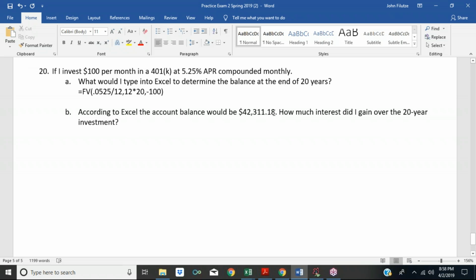And then it says, if the balance is 42,311.18, how much interest did I gain over a 20-year investment? So to find out how much the interest would be, we'd have to find out how much you put in. So if you put in $100 a month times 12 months times 20 years, that's probably $24,000. And then if the balance is 42,311.18, we're going to take 42,311.18 minus that $24,000 that you put in and get 18,311 and 18 cents.